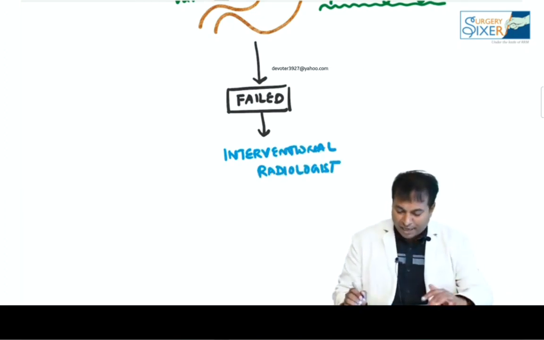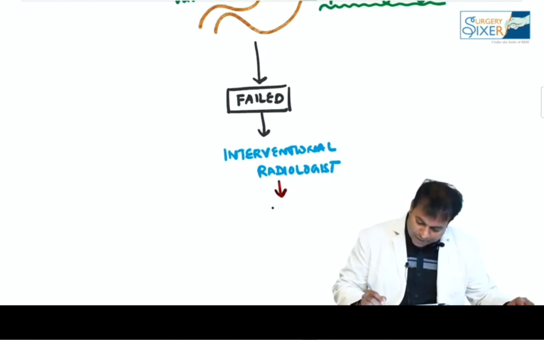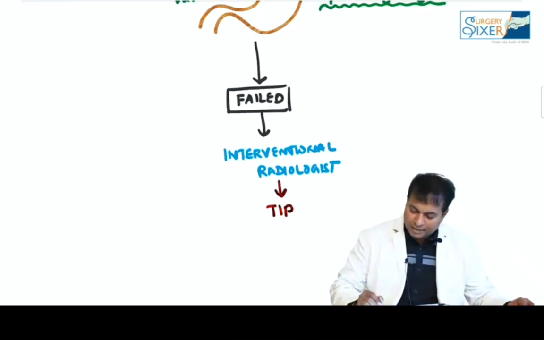What will he come and do? The interventional radiologist will come and do a procedure known as TIPS. Please don't forget, the next procedure we are going to discuss is TIPS. So what is TIPS? TIPS is transjugular.